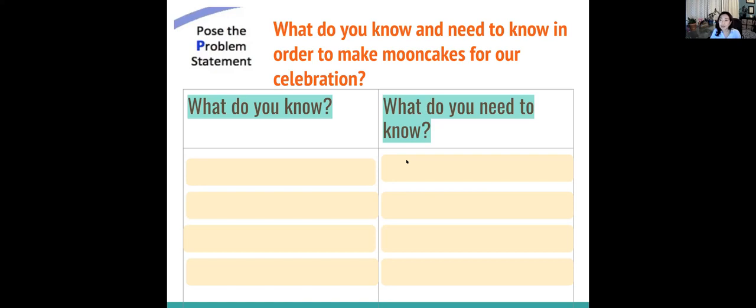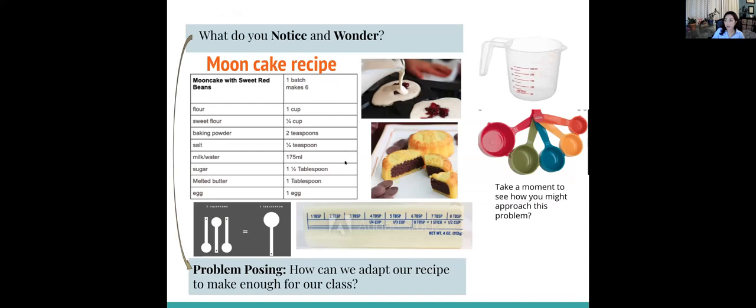How many people are we making the mooncakes for? The cost to make it, the carbs per serving, that's really good. What tools do we need? And I think you guys can't see all the things that we're typing in right now because I have it on sharing mode, right?